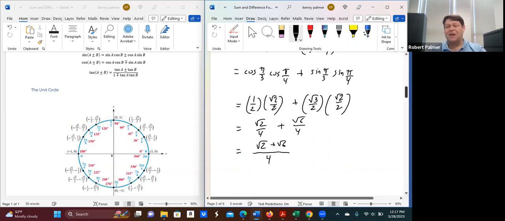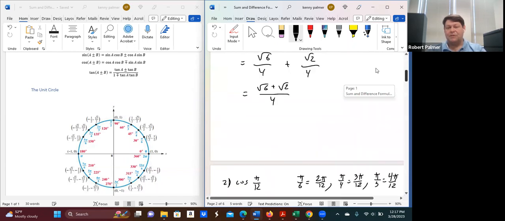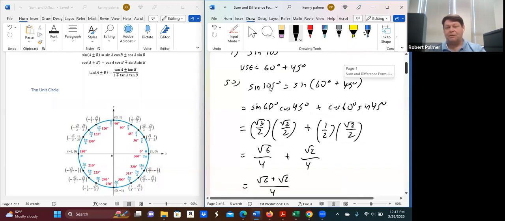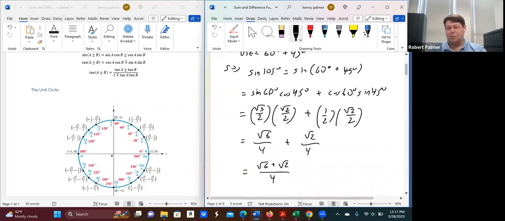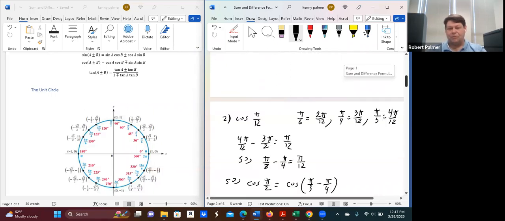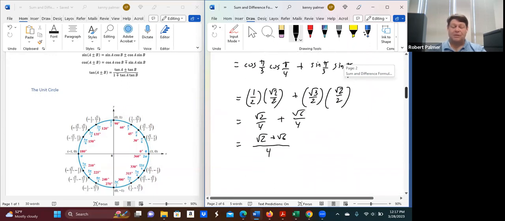Okay, it turns out to be exactly the same as what we saw before for the sine of 105, but that just turns out to be a coincidence. They're not really that related. You just have to work it out that way. Do a different angle, you get a different result. That's how it works. All right.